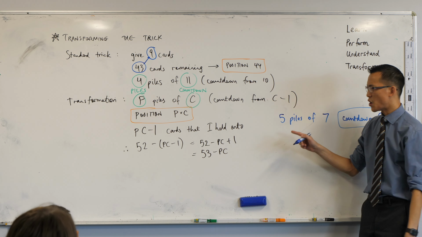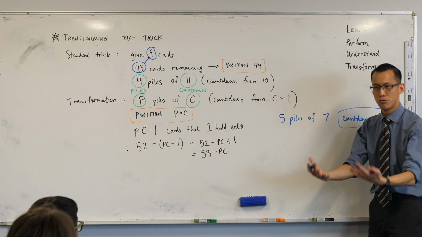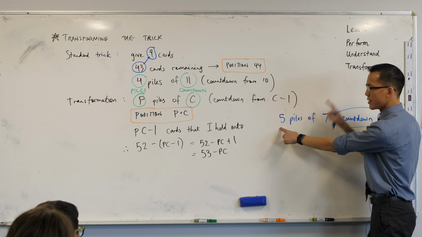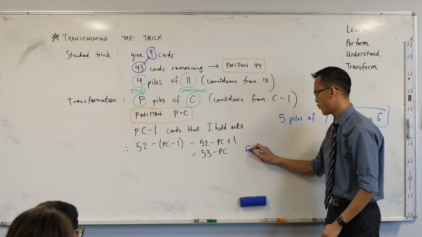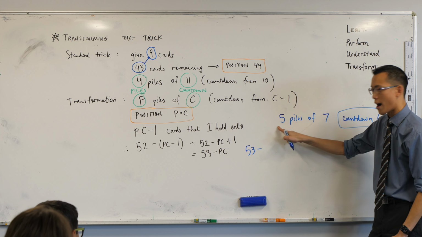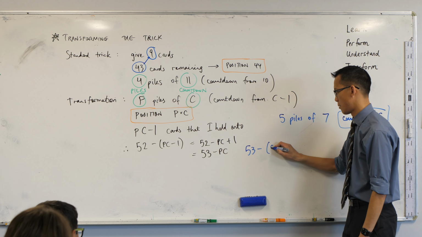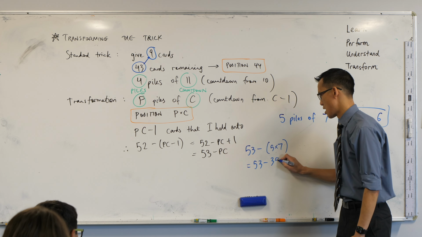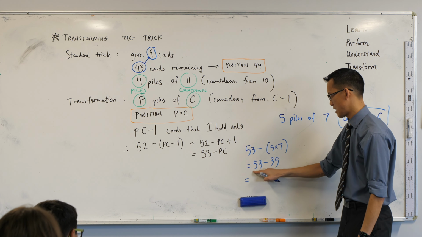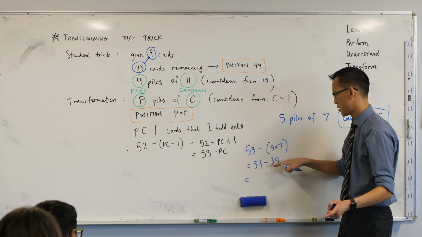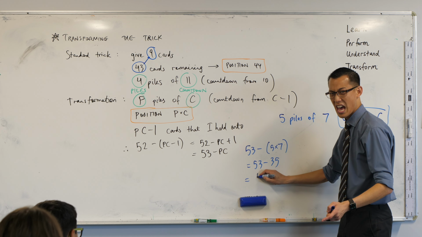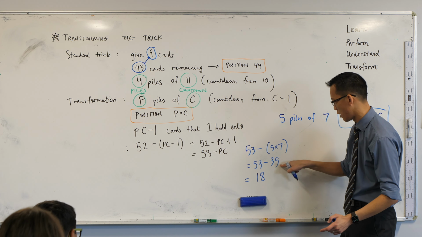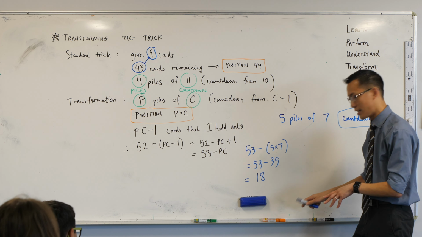And then, well, how many cards am I going to give to you now? It's 53 take away P times C. 53 take away 5 times 7. Can you tell me what 5 times 7 is? It's 35. That looks to me like, take away 30 gives you 23. Take away the 5 gives you 18? Does that look right? Yeah, because 18 plus 35 will get me back. Okay, so let's give it a whirl, shall we?